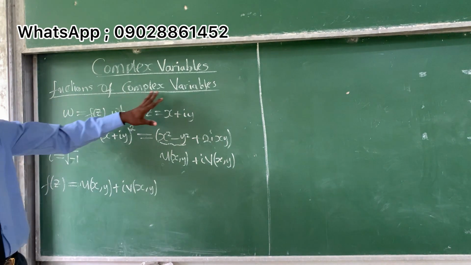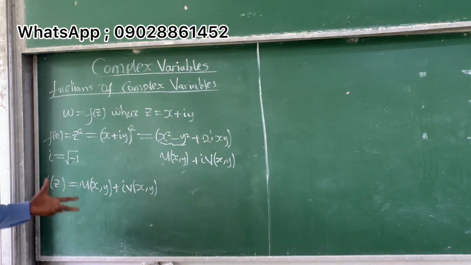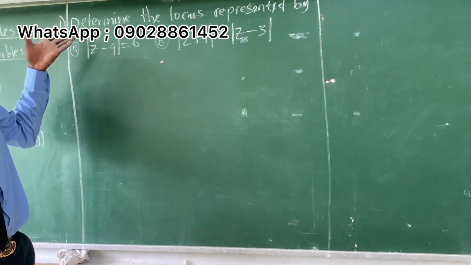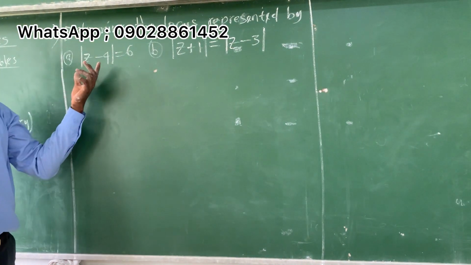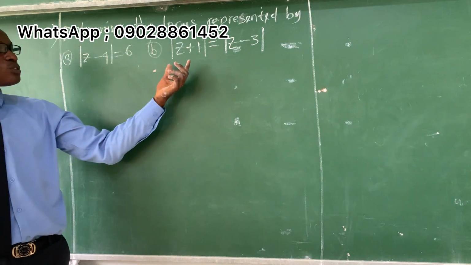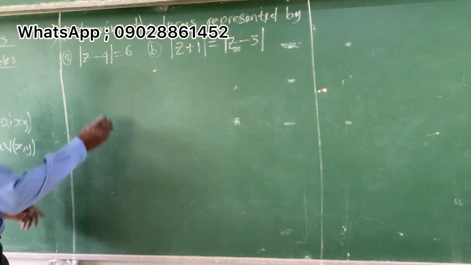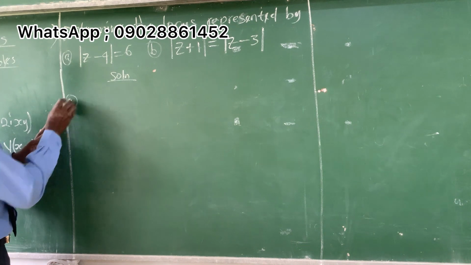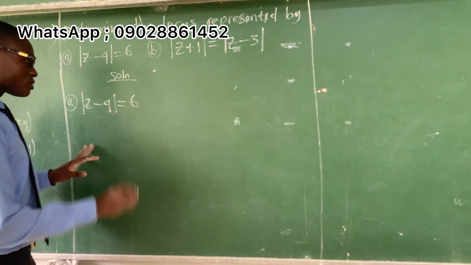So since we now understand functions of a complex variable, we are going to consider the first question. Let's take down this question. Determine the locus represented by (a) the magnitude of z minus 4 equals 6, and (b) the magnitude of z plus 4 equals the magnitude of z minus 3. So I'm going to take the first one: (a) the magnitude of z minus 4 equals 6.